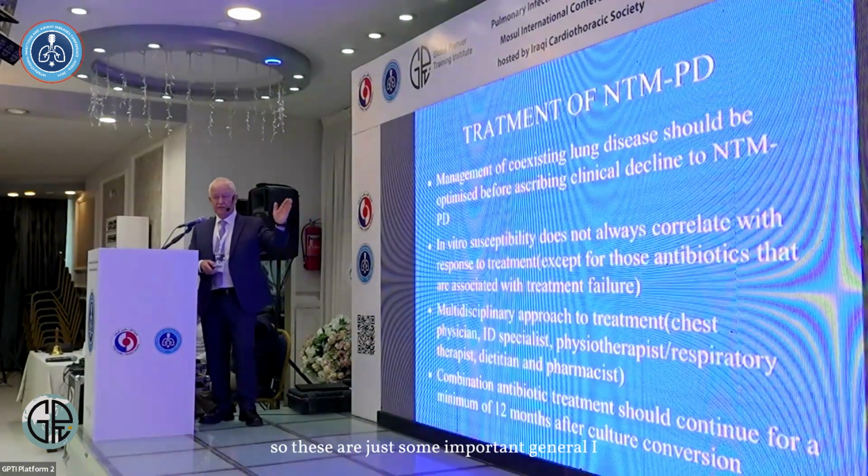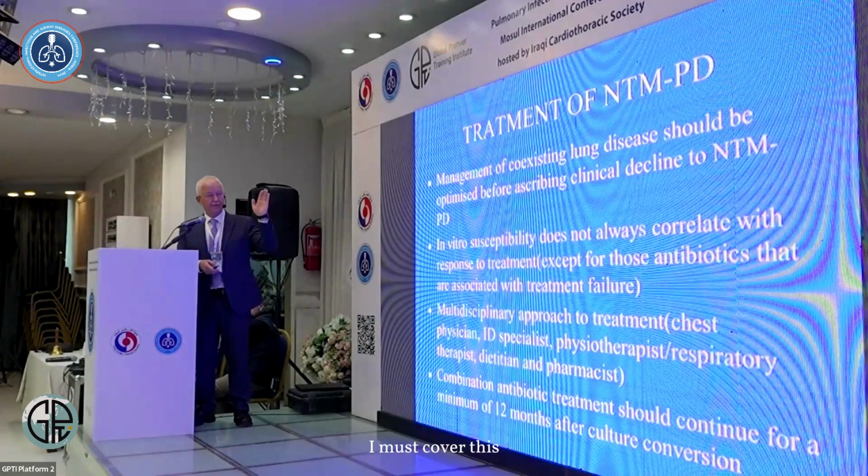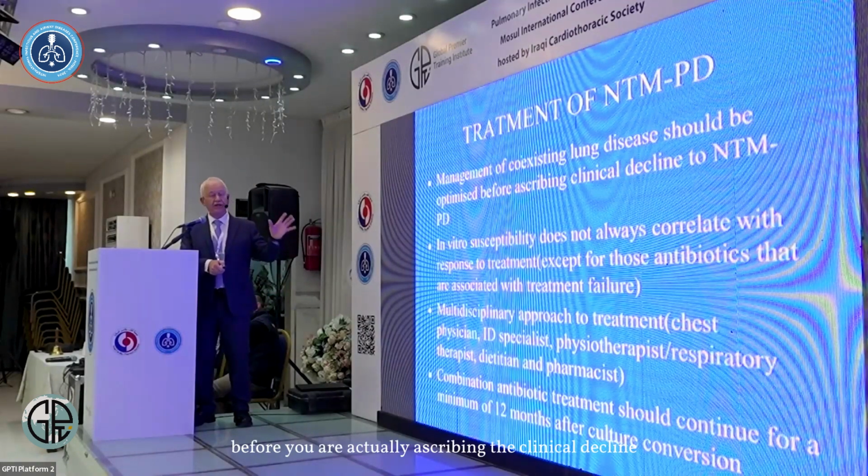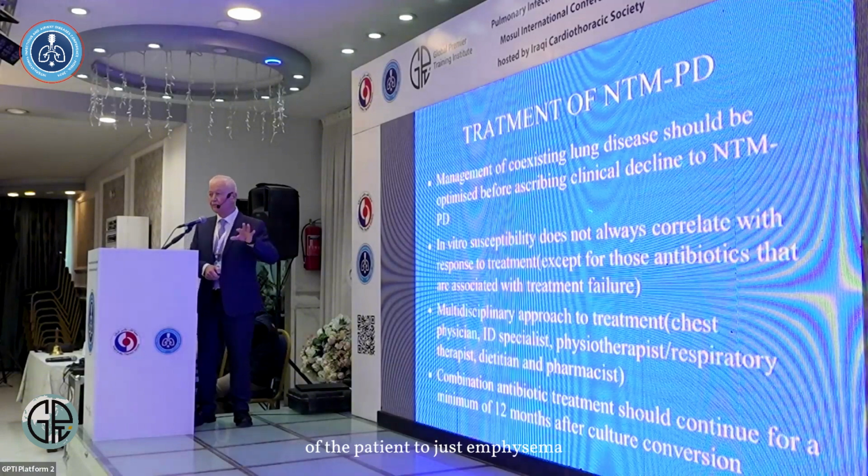Okay, so these are just some important general points. I must cover this, I think, within the next couple of minutes. So the management: you have to have a management of coexisting lung disease. You have to optimize it before you are actually ascribing the clinical decline of the patient to just NTM pulmonary disease.